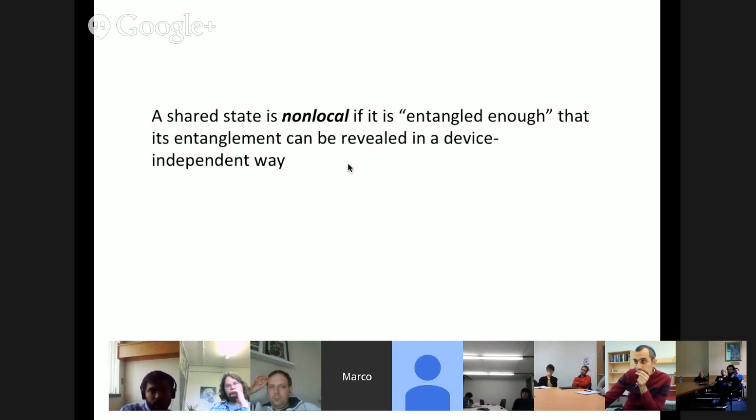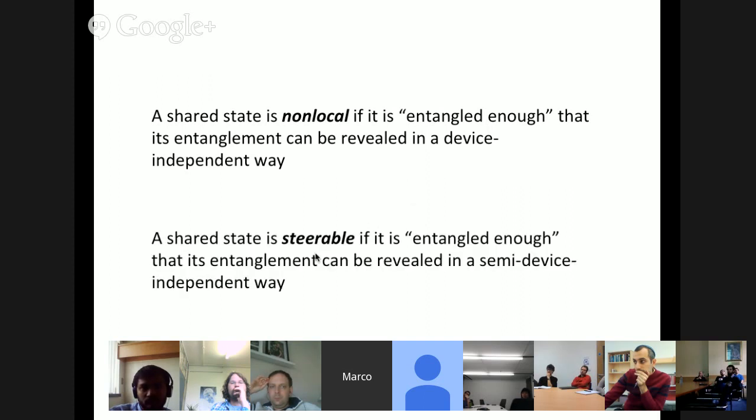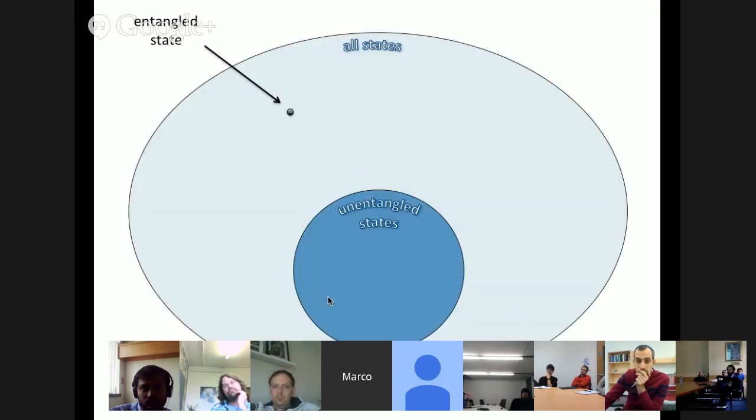So now we have this classification of states. For example, we say that a shared state is non-local if it is entangled enough that its entanglement can be revealed in a device-independent way. On the other hand, we can say that a state is steerable if it is entangled enough that its entanglement can be revealed in a semi-device-independent way. So you have potentially this complicated picture that I'm going to show you.